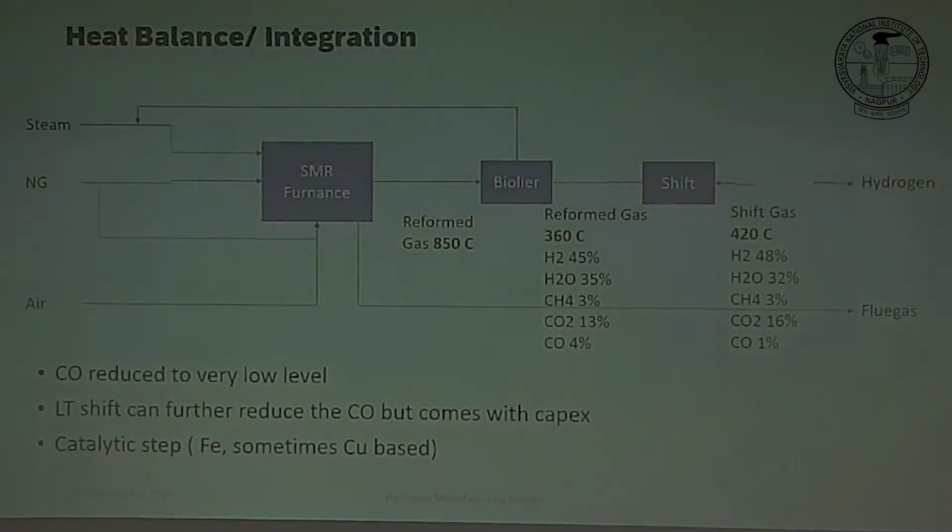Right? So what people generally do, if they need very high purity hydrogen and fuel is very expensive, is add another step and bring this carbon monoxide composition down from 1% to even lower. But they need to cool the gas from 420 to maybe 250 and then add another low temperature step.